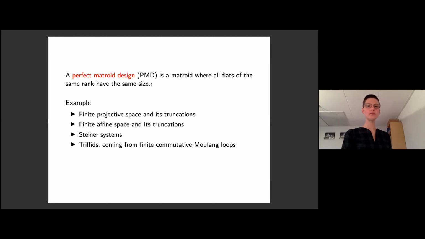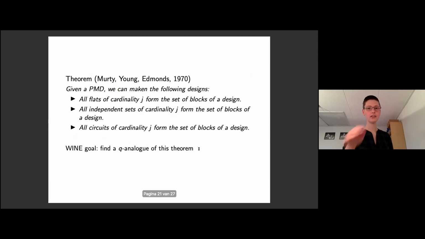So these perfect Matroid designs can be used to produce designs. And this is quite an old statement by Murty, Young, and Edmonds. They say, given a perfect Matroid design, we can make the following designs. We can take all flats of a given cardinality and say this is the set of blocks of a design. Or we can take all independent sets of a certain cardinality, and these also form the blocks of a design. And the same thing holds for the circuits.